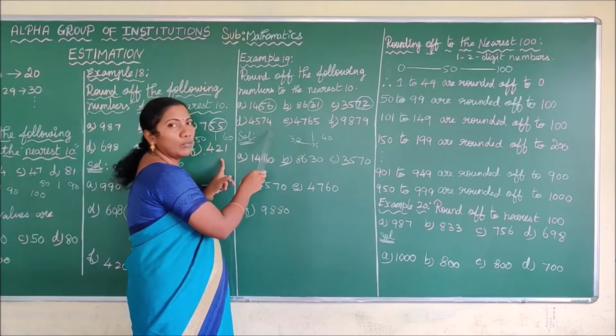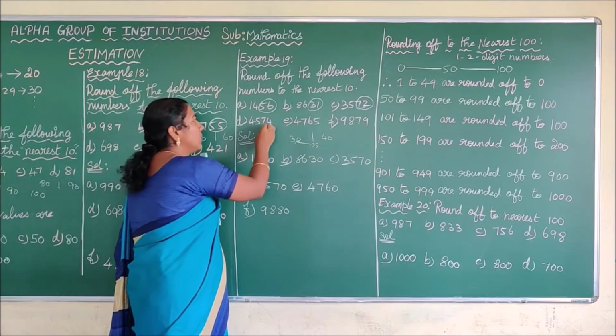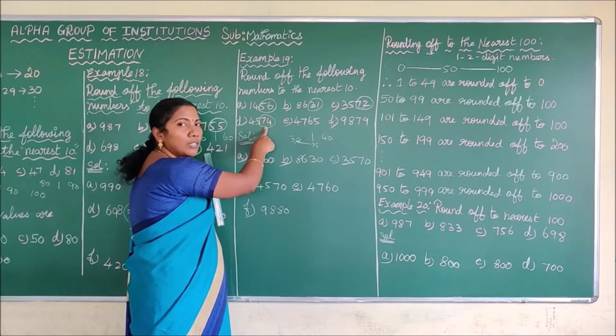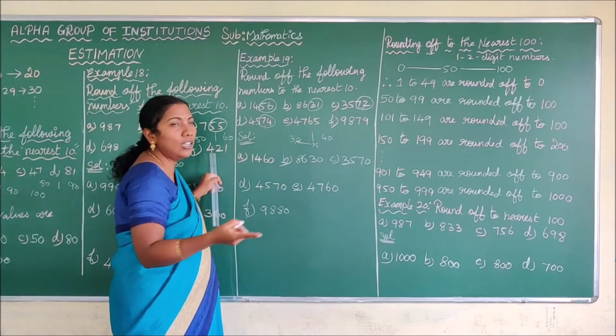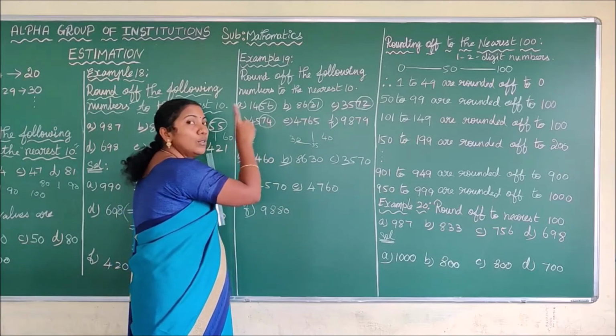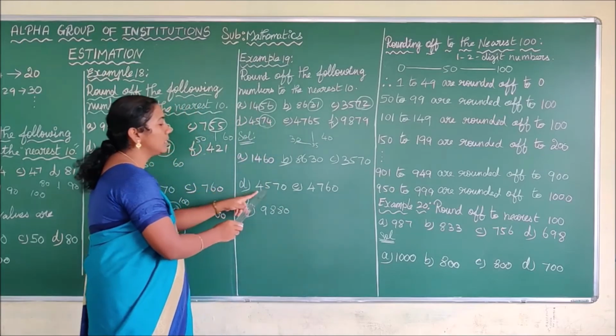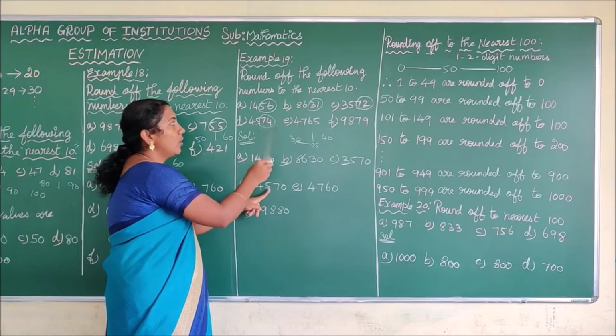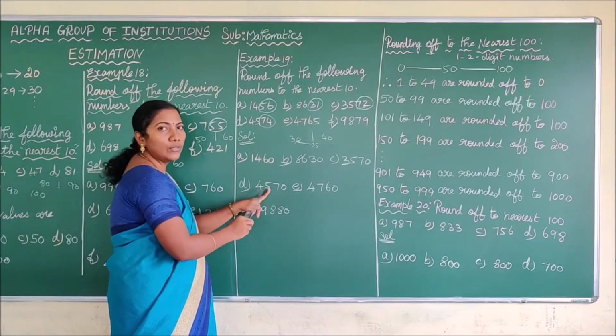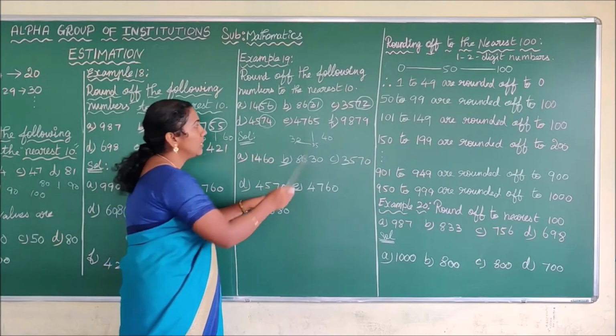See the next number, 4574. Consider the last 2 digits. 74 lies between 70 and 80. You have to round off 74 to 70. So the rounded value is 4570. See the next one.